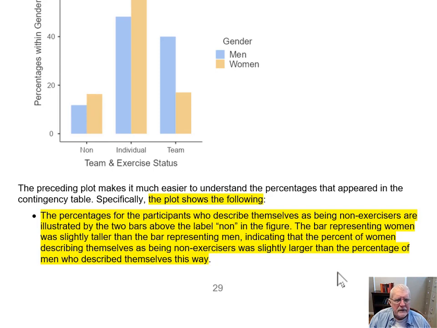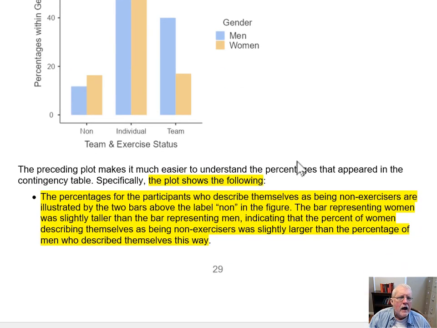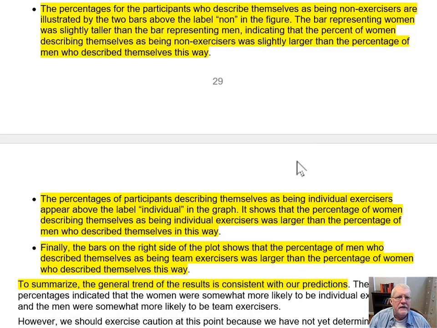The bar representing women was slightly taller than the bar representing men, indicating the percent of women describing themselves as being non-exercisers was slightly larger than the percentage of men who described themselves this way. So women are somewhat more likely to say they're non-exercisers, but not a big difference there. What about this set of bars above the heading individual? Our next bullet point refers to that, and this is at the top of page 30.